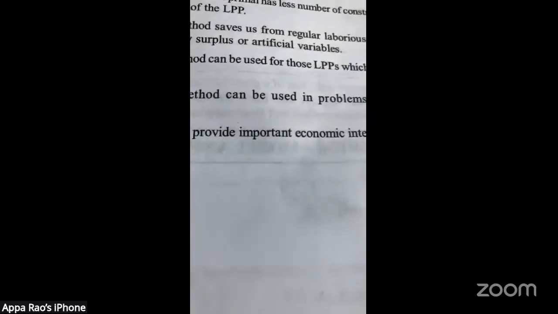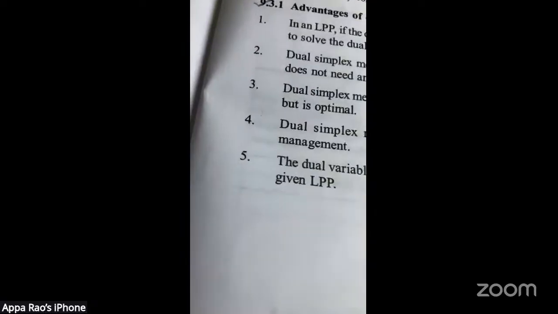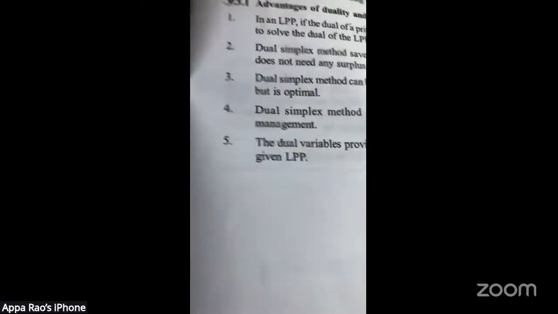The dual variables provide important economic interpretation of the final solution of the given LPP, linear programming problem. These are the advantages of duality and dual simplex method.